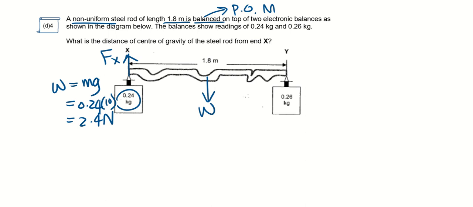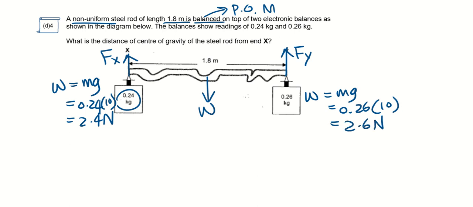Similarly for Y, there is a force Y supporting the steel rod, and again W equals mg, 0.26 multiplied by 10, so I should get a value of 2.6 Newton. Now the total upward force is 2.4 plus 2.6, and it must equal the weight. Therefore, the weight must be 2.4 plus 2.6 Newton. It will not be more, it will not be less. It must just be equal to the total upward force. So 5 Newton.